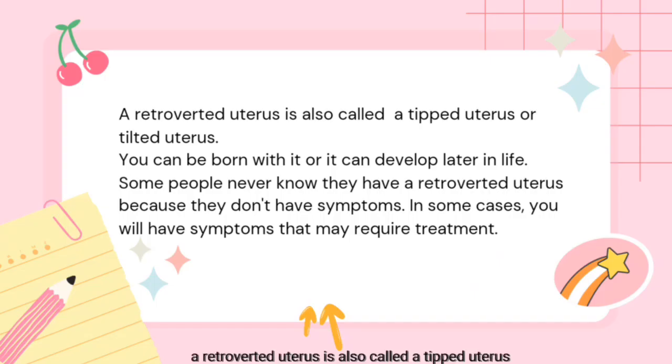A retroverted uterus is also called a tipped uterus or tilted uterus. You can be born with a retroverted uterus, or it can develop later in life. Some people never know they have a retroverted uterus because they don't have symptoms. In some cases, you will have symptoms that may require treatment by your healthcare provider. This condition rarely causes health complications and is not a cause for worry.